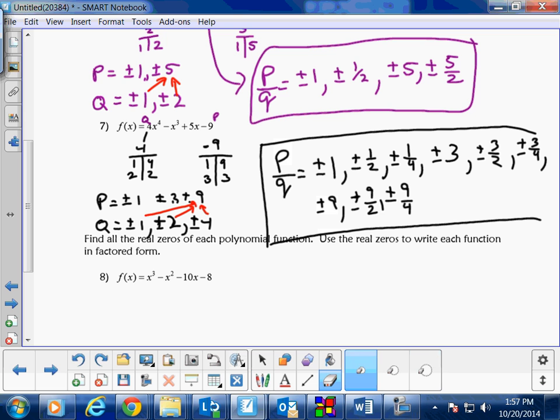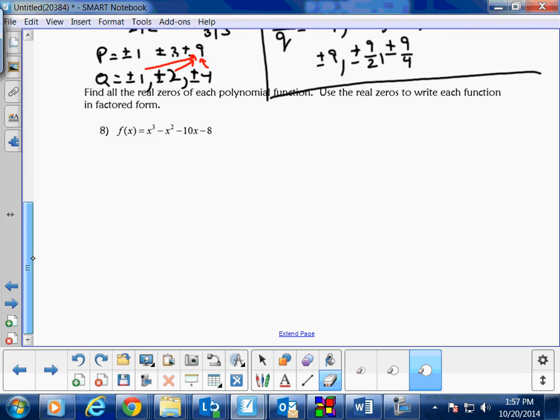Now, on this next one over here, actually, you know what? I shouldn't erase that. I'll just begin here. It says find all the real zeros of each polynomial function using the real zeros to write each function in factor form. Okay, now what is this going to take? It's going to take for us to do our P's and Q's, like we were doing before.